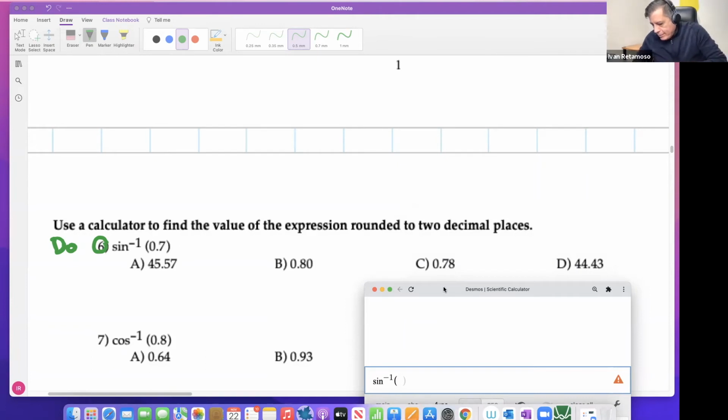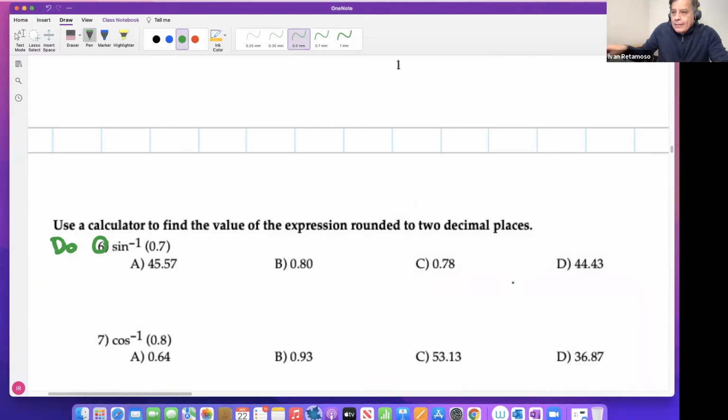I see some activity in the chat room. Let's check it out. Very good, excellent. Ujina, excellent, you got it.